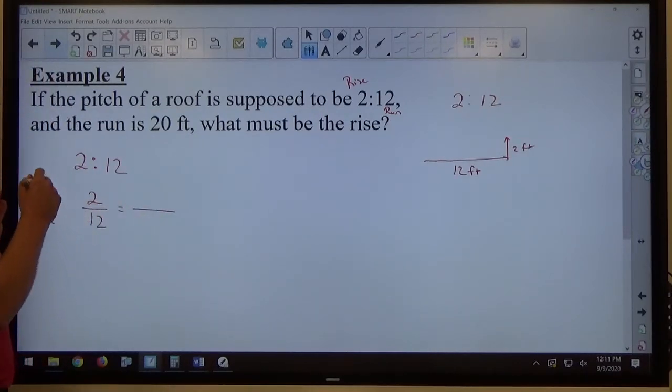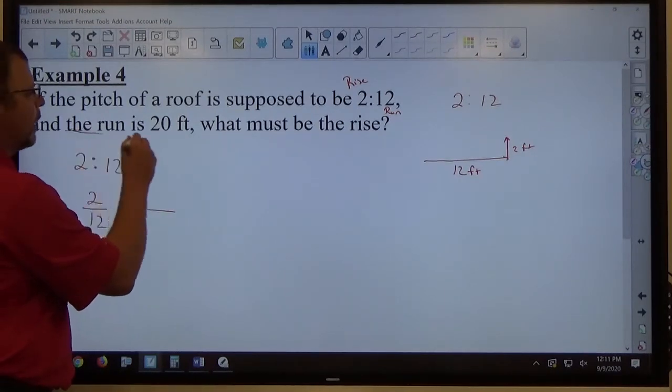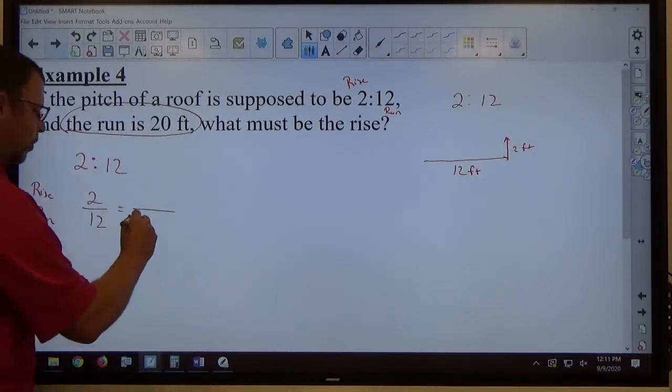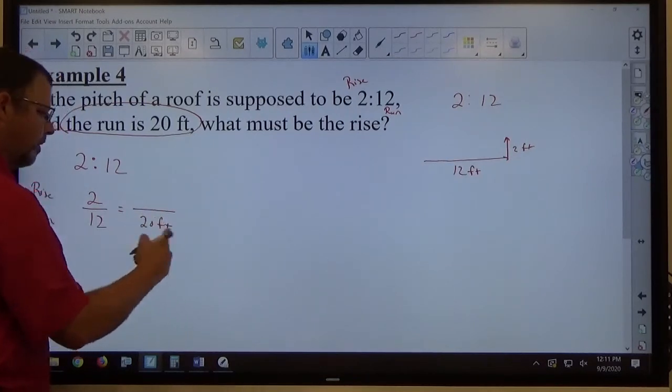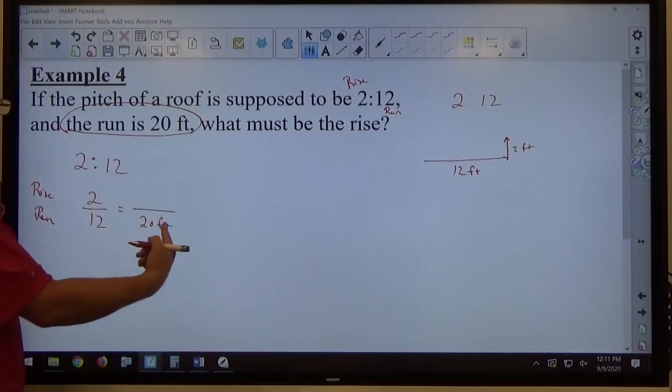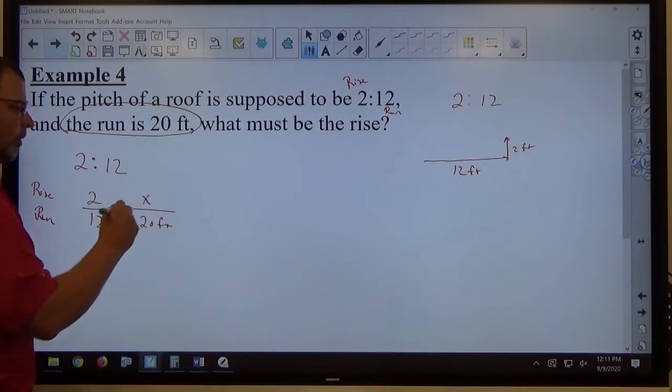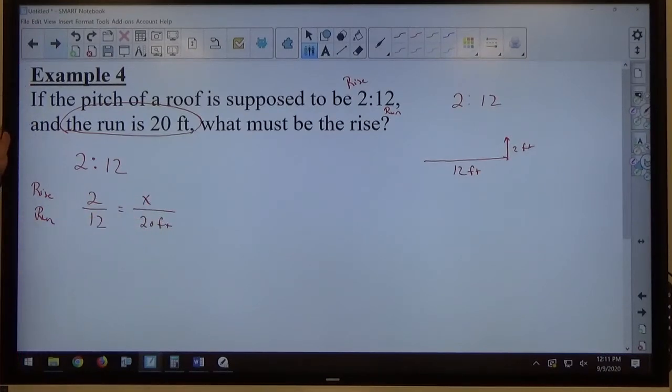The actual rise of the roof is based on the run of the roof. So based on this pitch, 2/12, we know the run is 20 feet. The actual run is 20 feet. That's how long horizontally the roof actually is. We want to know how far up the roof goes. So the ratio of rise to run is 2 to 12. The actual rise over the run, I don't know what the rise is, but the run is given to me.